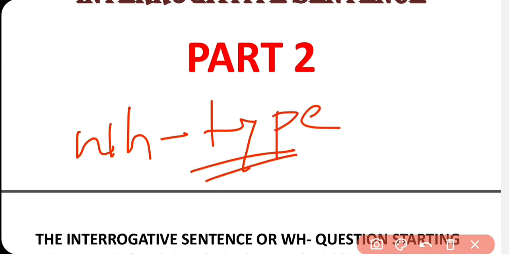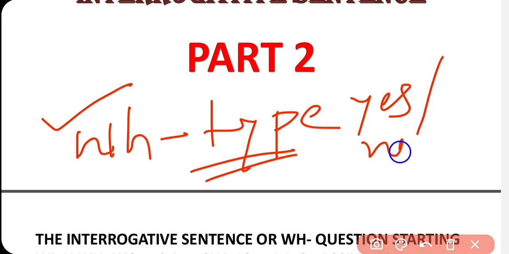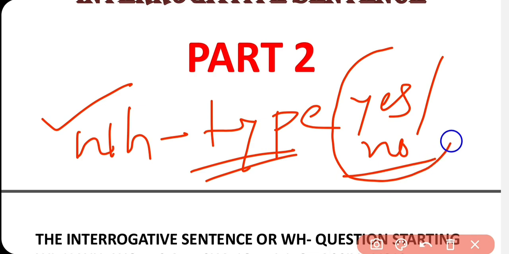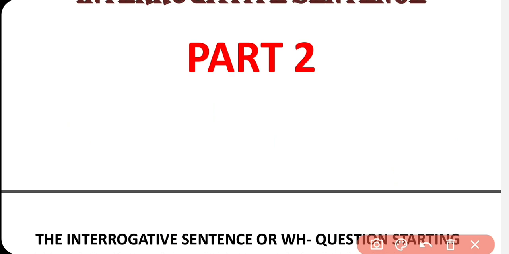You know, interrogative sentence is divided into two types. Number one, WH type questions. Number two, yes or no type questions. I have already discussed the yes no type question and their voice change. Today, I will discuss the WH type questions and how to change the voice of these questions. Let's start.